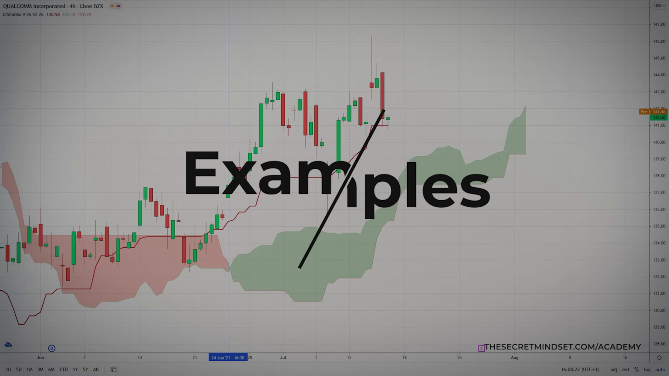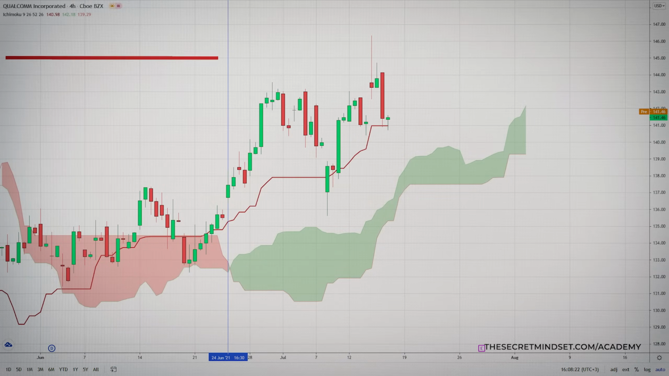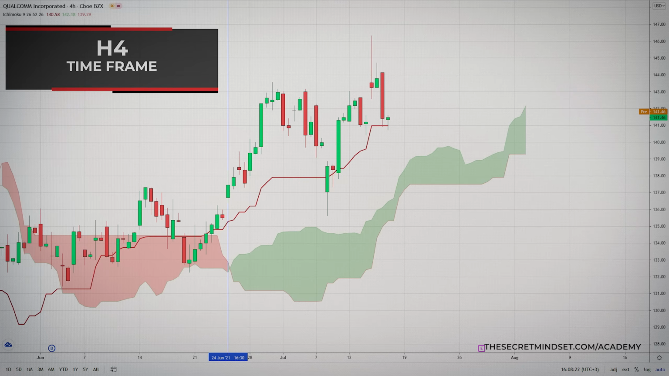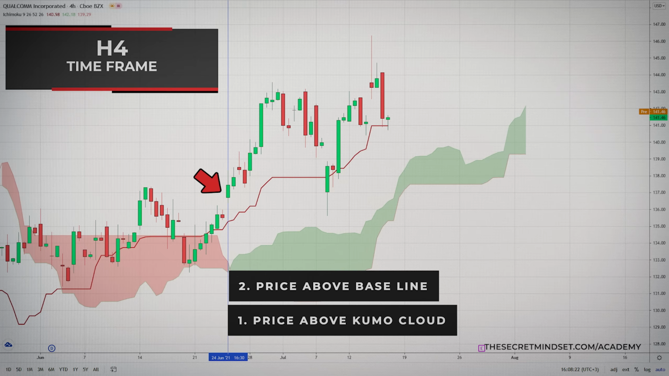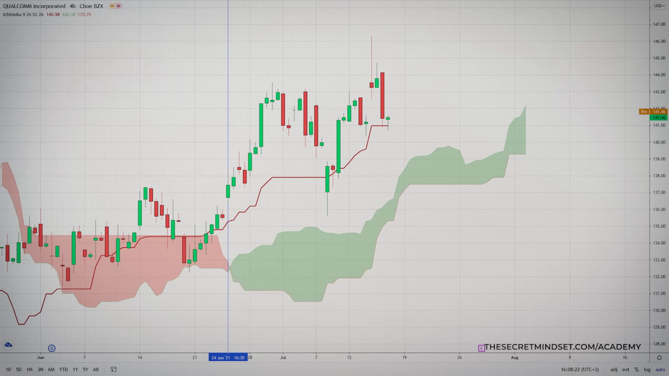Here's my multiple time frame strategy using Ichimoku indicator. We go on the highest time frame, the 4-hour, and we check the trend conditions. Price is above the Kumo cloud. Price is above the baseline. And ideally, the Kumo cloud is green, but this is not mandatory on the highest time frame.